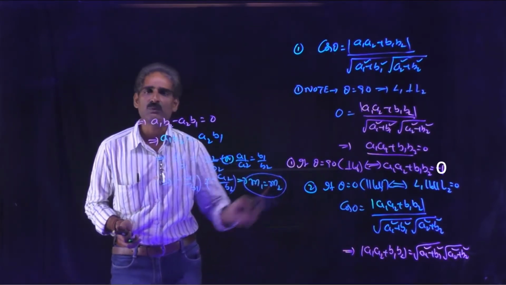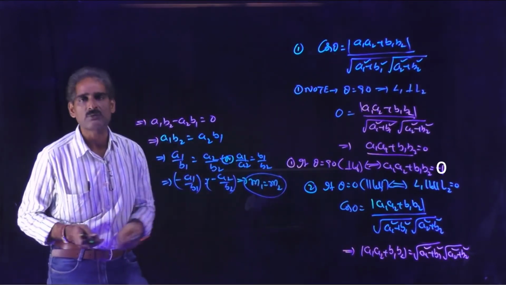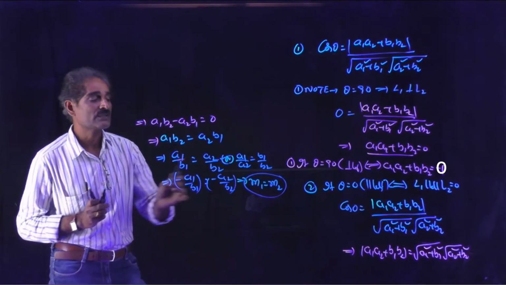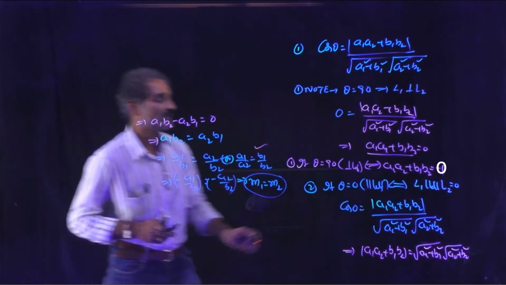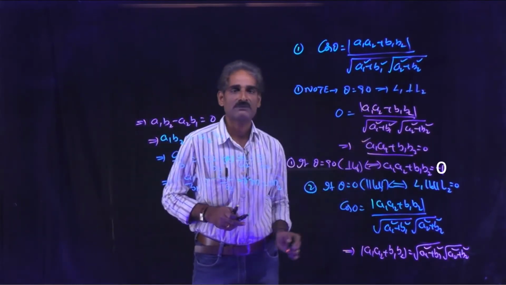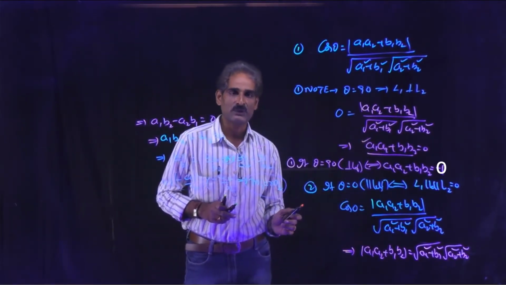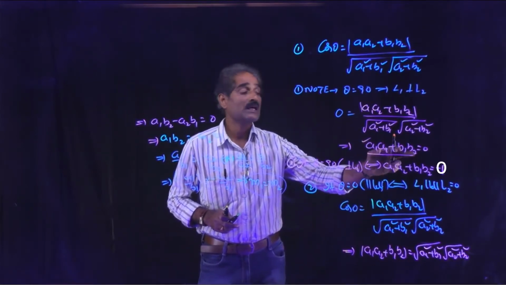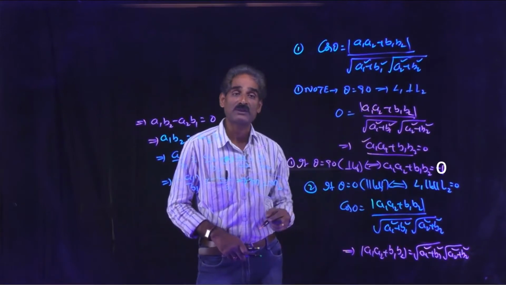A1 by A2 equal to B1 by B2, otherwise A1 by B1 equal to A2 by B2, for the two lines to be parallel lines. For the parallel lines, this is the condition. For the perpendicular lines, this is the condition. Very, very important from the exam point of view. For perpendicular lines, A1 A2 plus B1 B2 equal to 0. Otherwise, in slopes, m1 m2 equal to minus 1.